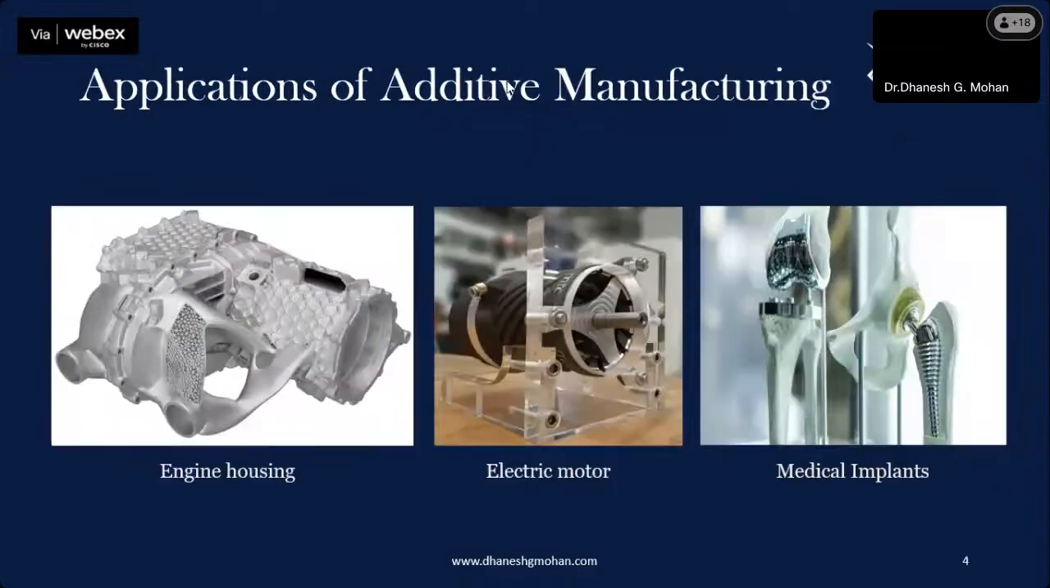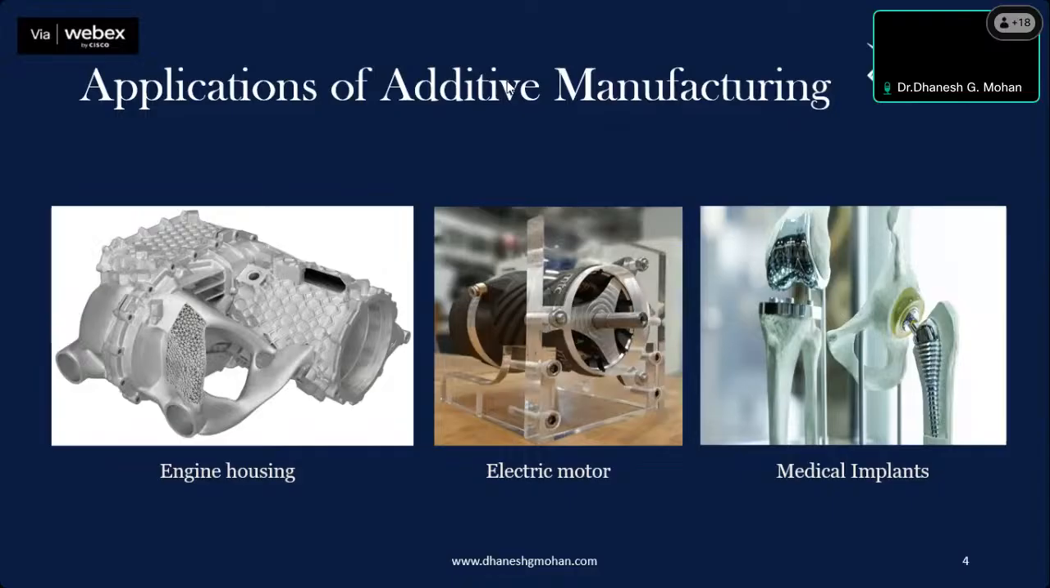Next slide, please. Application of additive manufacturing. Due to the limitation of time, I'm going a little bit fast. Sorry for that. You can see different materials here. The first one is an engine housing for an F1 racing car. You can see the topology of that housing is highly complicated. This entire thing is manufactured by using additive manufacturing.